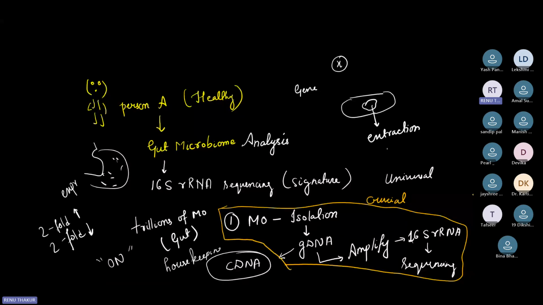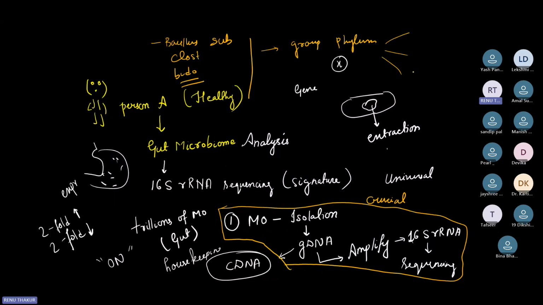So likewise, you will find that it has Bacillus subtilis, it has Clostridium, it has Bifidobacterium, it has this, it has that. So you will identify, and after that you will group them as per the phylum, because we have phyla of bacteria. So you will group that this is Bifidobacteria, this is Bacteroidetes, this is Verrucomicrobia. So you will identify that. So you have to go through this process.